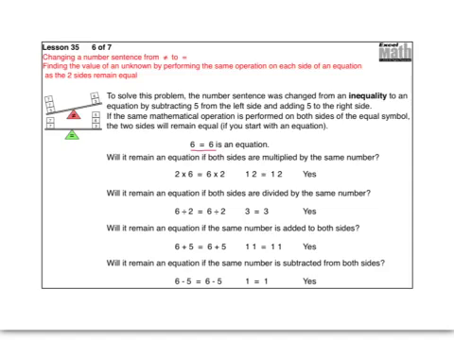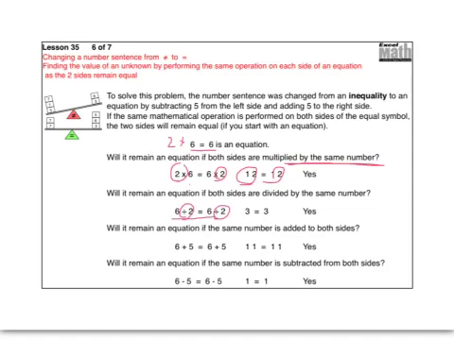And what if I did the same thing to both sides? Let's say I multiplied the same number on both sides. If I did 2 times 6 on the left side, and on the right side I also multiplied by 2, what do I get on both sides? I get a 12. So does the equation remain balanced when I multiply both sides by 2? Yes, it does.